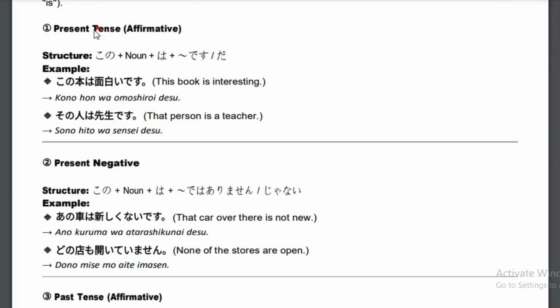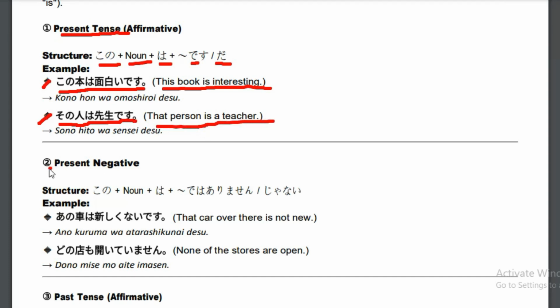Now let's see some sentence structure in present tense. First is kono, then noun, then the wa particle, and then desu in formal and da in informal. The example is kono hon wa omoshiroi desu, means this book is interesting. The next example is sono hito wa sensei desu, means that person is a teacher.